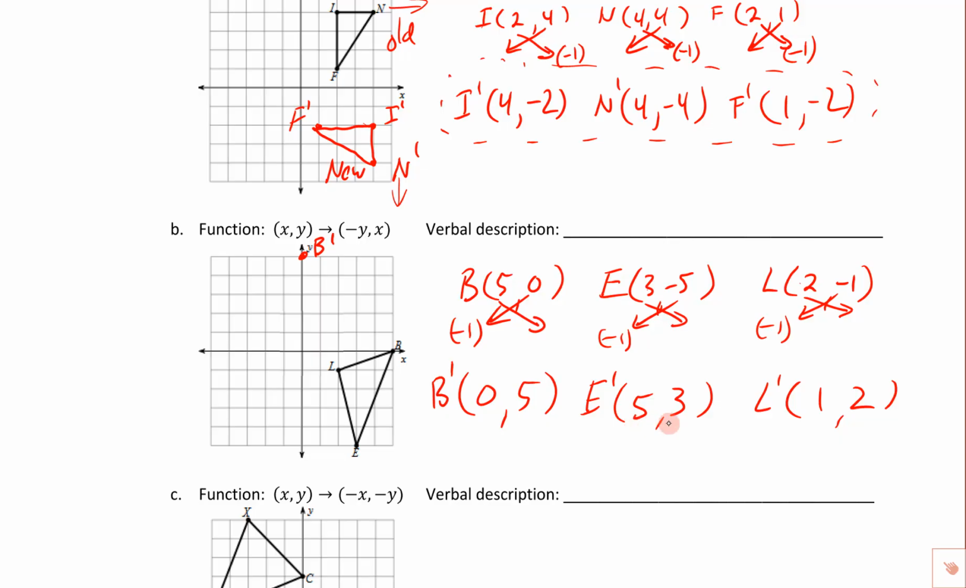Let's do E prime. That would be (5, 3). So over 5 and up 3. So we'd be right there. There's E prime. And then L prime is (1, 2), over 1 and up 2. So there's L prime. So here's the old one, and here is the new one. So gosh, that looks like it could be kind of like a reflection or something like that. But you'll notice that these don't match up. That is L, but that's not B. So this is definitely not a reflection.